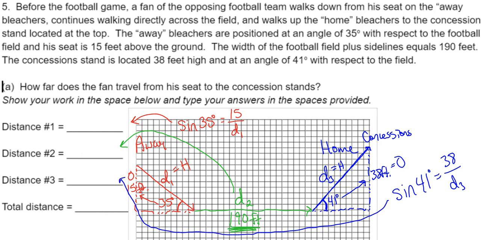And then of course your total distance is just going to be the sum of all three of your distances put together. D1 plus D2 plus D3 equals our total distance. So distance 1 plus distance 2 plus distance 3 gives us our distance total. You need to calculate that once you've found all of the other values.